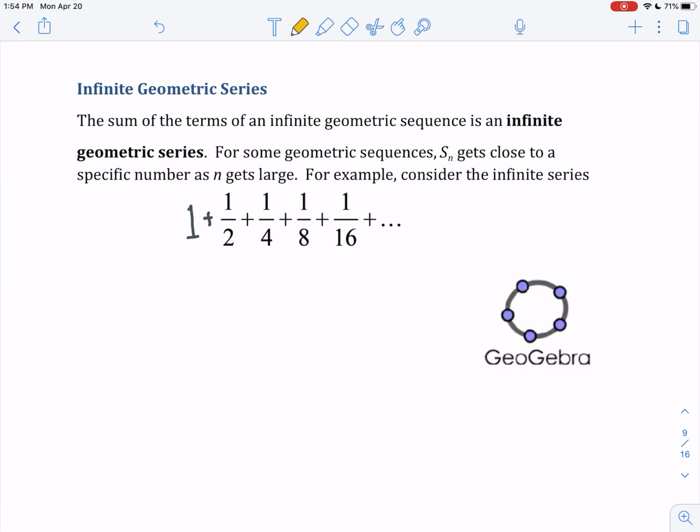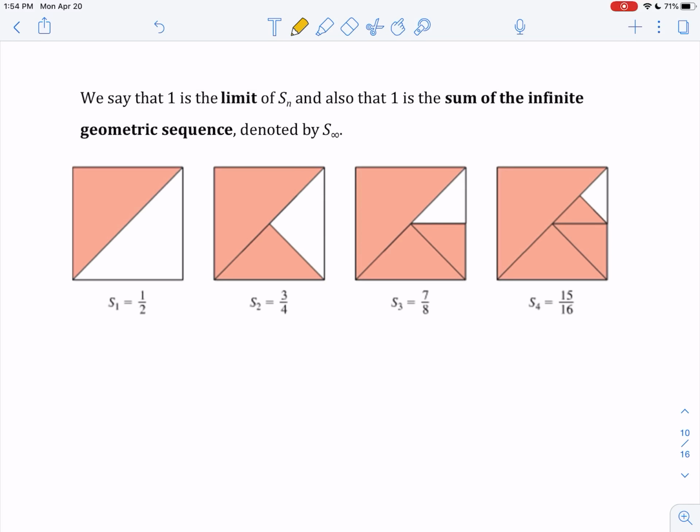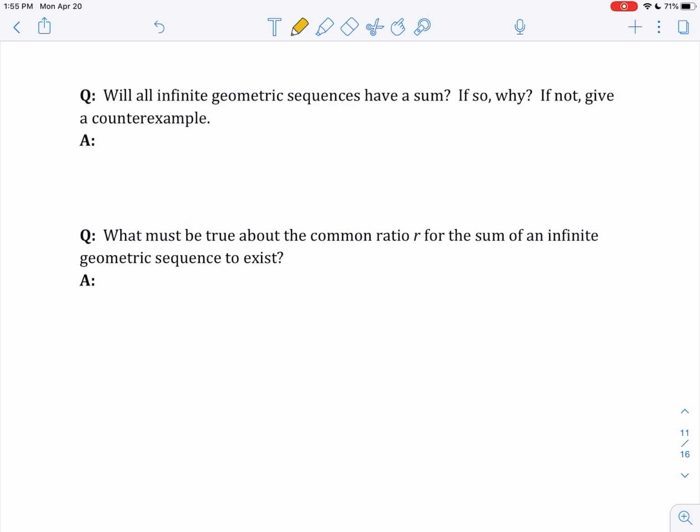Alrighty? So here's a similar example. In this case, if I didn't have that 1, if I had 1/2 plus 1/4 plus 1/8 and so on, we would say that 1 is the limit of this series. So 1 is the sum of the infinite geometric sequence, and it's denoted by S sub infinity. Okay? All right, so question and answer time.